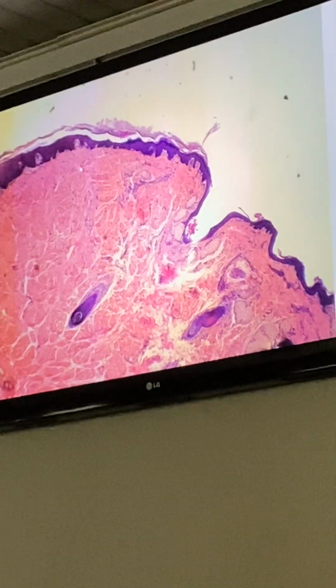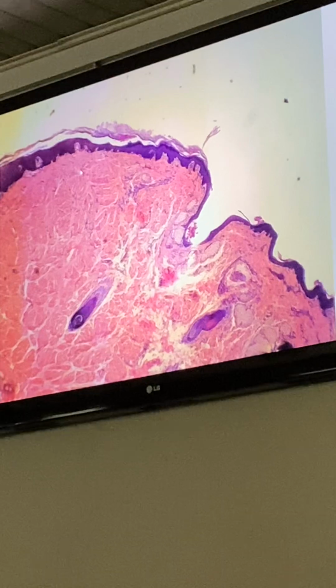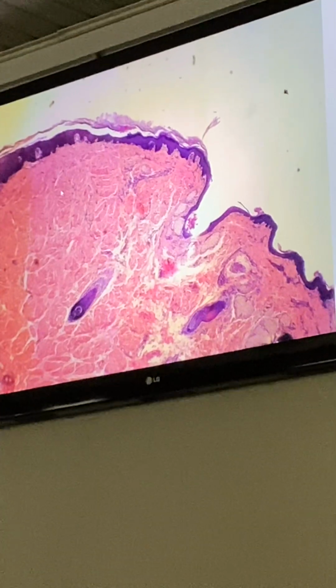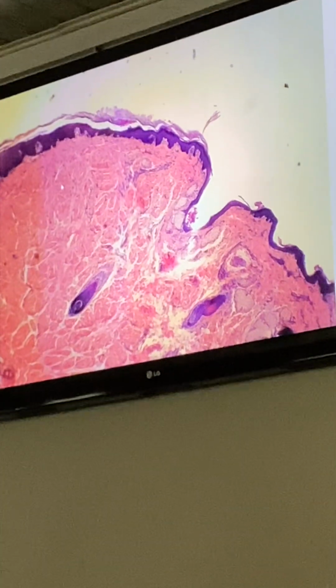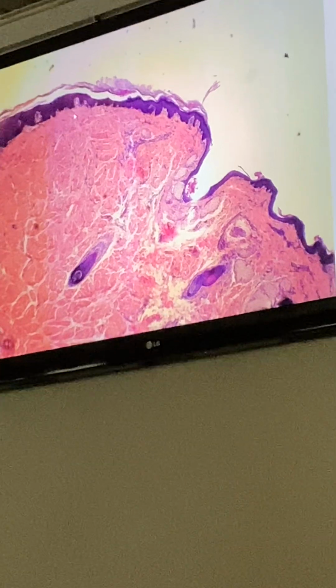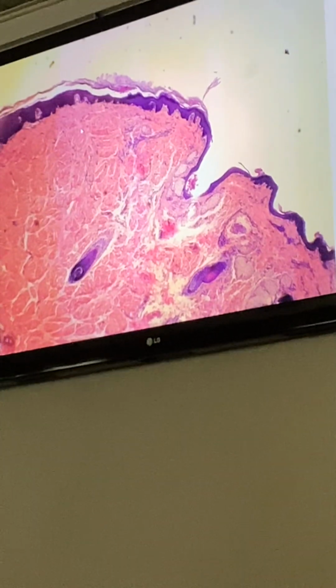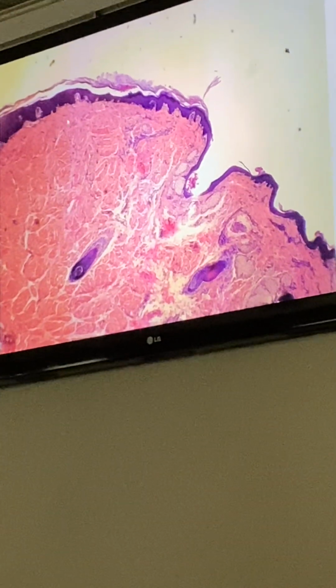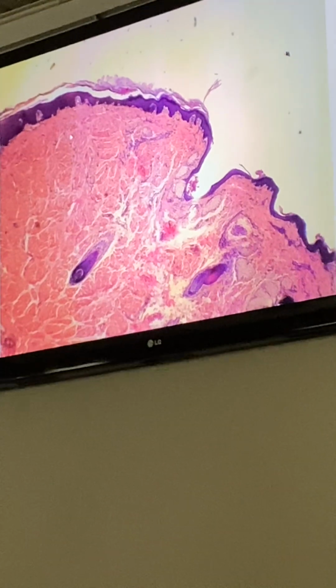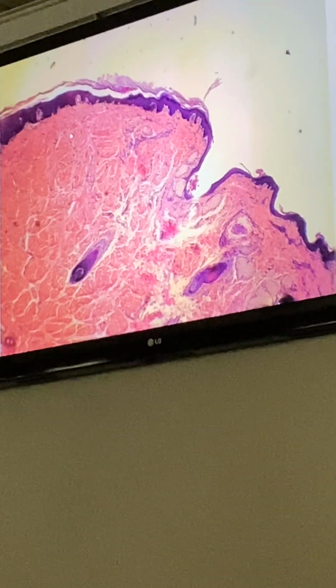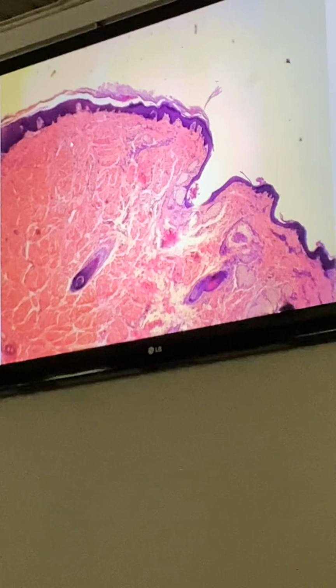In this surface, you can see the absence of salivary gland and sweat gland, and the presence of sensory nerve cells and capillaries. It is rich in capillaries and sensory cells, so it gives the pink appearance of the lip.